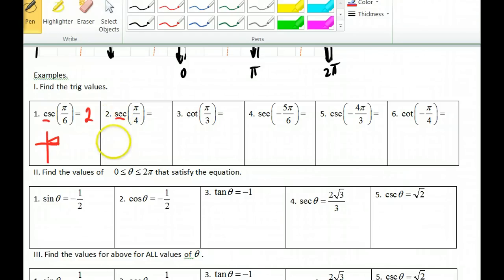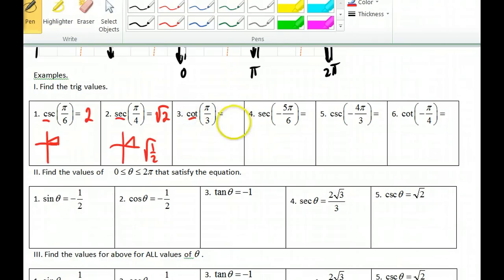Here I don't have a cosecant, so I'm looking at the cosine. The cosine of pi over 4 we found to be square root of 2 over 2. Well, the square root of 2 over 2 comes from the fact that that's the square root of 1/2. So if I take the reciprocal of that, that is just going to be the square root of 2. Figure that out if you can. If that doesn't make sense, try to sort it out.